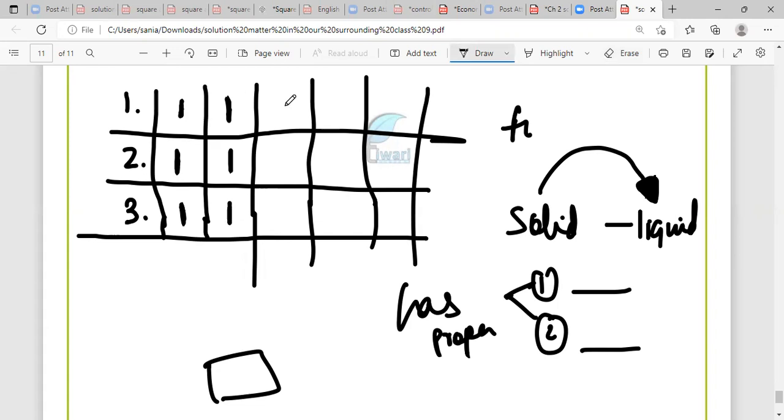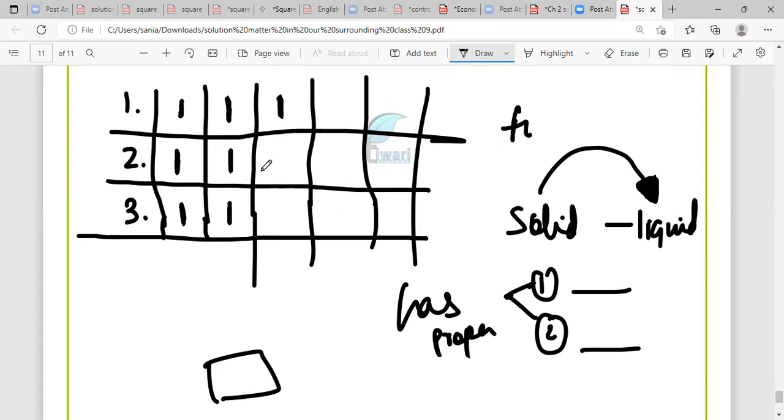Now, roll number 1, Jeba. These are the MCQ questions, so I'll be giving you options. The question is, which of the following is the state of matter? Solid, liquid, gas, or all of the above? All of the above. Okay, good.